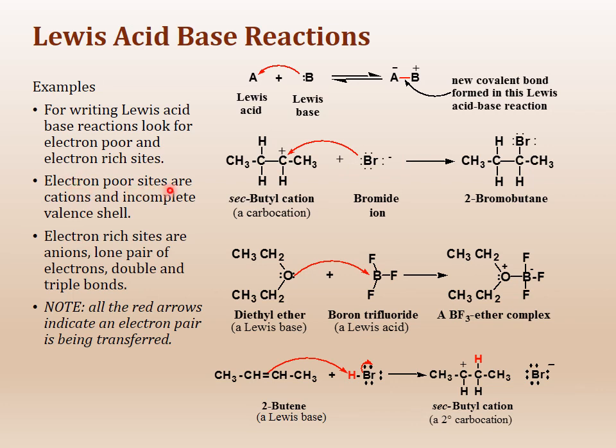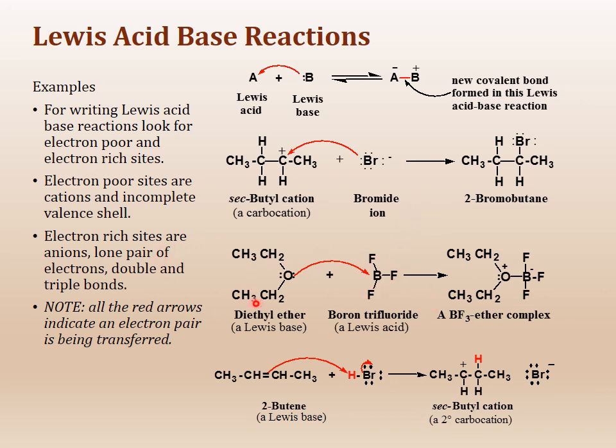So here I've given you some clues to look at. The electron-poor sites are going to be the cations, and these are going to be your Lewis acids. Electron-rich sites are the anions, and those are the ones that are going to be Lewis bases. So here, this is the cation, this is the Lewis acid. This is the anion, so this is the Lewis base. The Lewis base gives electrons to the cation, and here's the new bond that's formed. In a Lewis acid-base reaction, there is no water formed, because there are no protons and no hydronium ions.